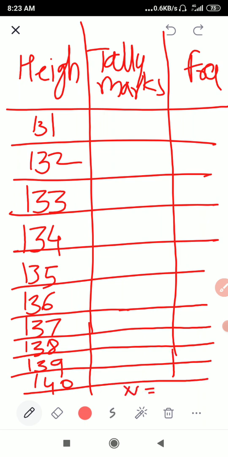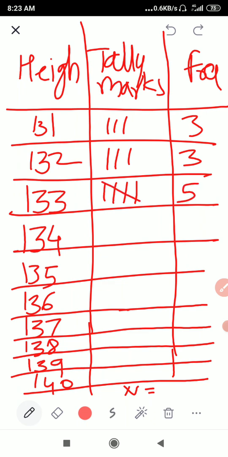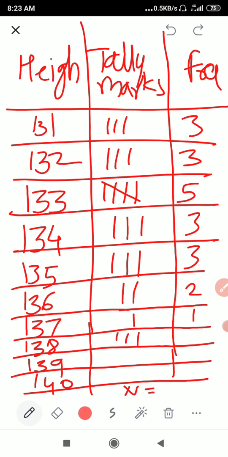Now if you count 131, it is 3, so I will write 3. 132 is 3. 133 is 5. So like this it goes. 134 is 3. 135 is 3. 136 is 2. 138 is 1. 139 is 3.